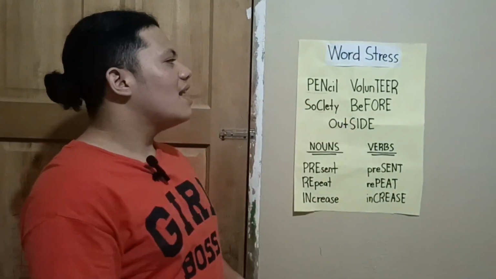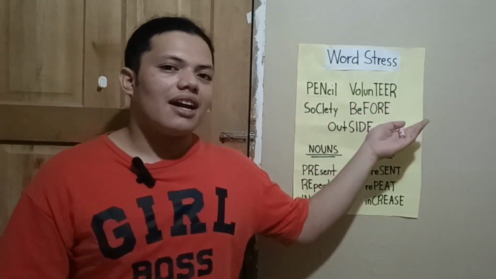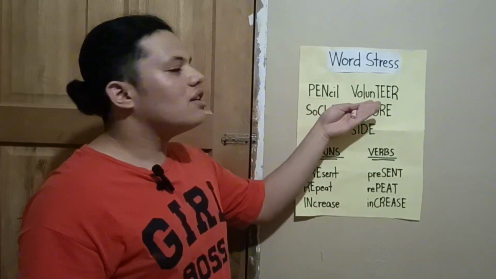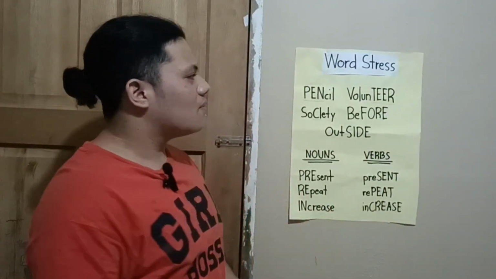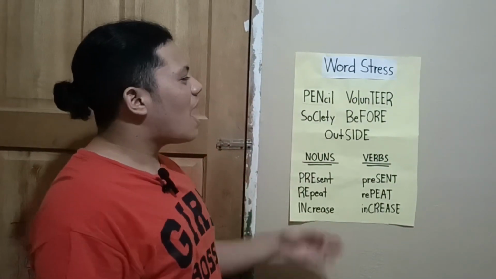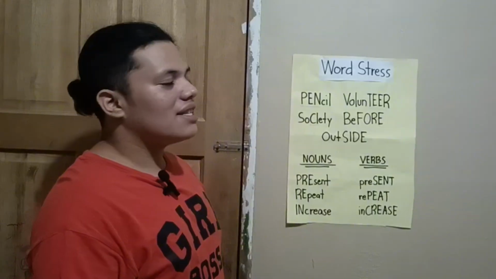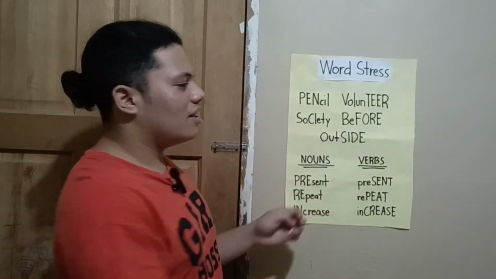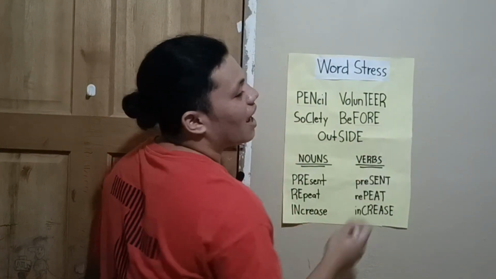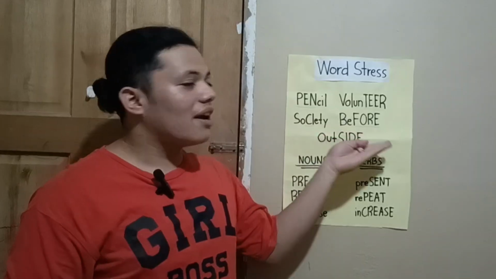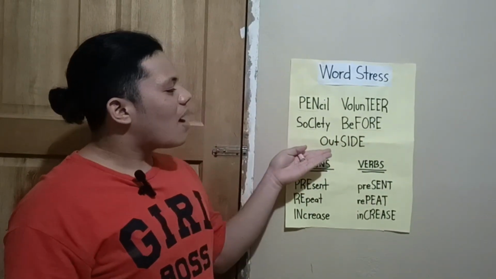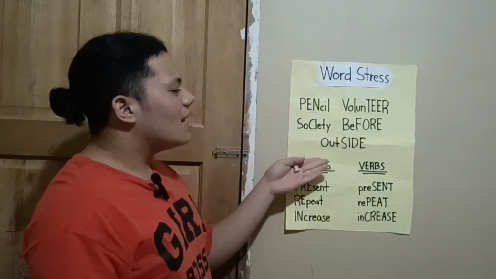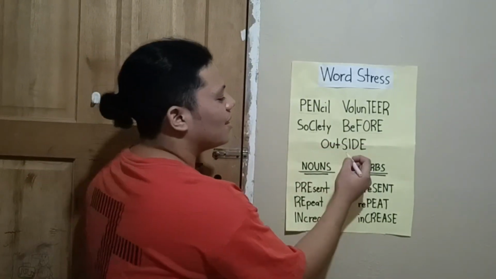Society, like that. Next, we have volunteer. When we stress it, it is volunteer, like that. The TEER is the stress. Volunteer. Next, we have before. So when we stress it, it is before. It's a little bit higher because again, the three components are higher, longer, and louder. So last we have outside. When we stress it, it is outside, like that.